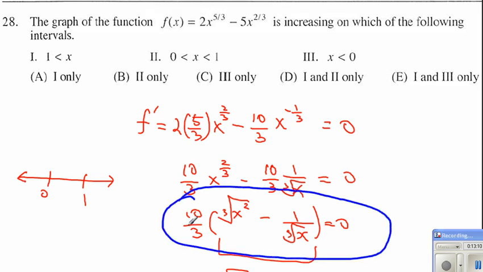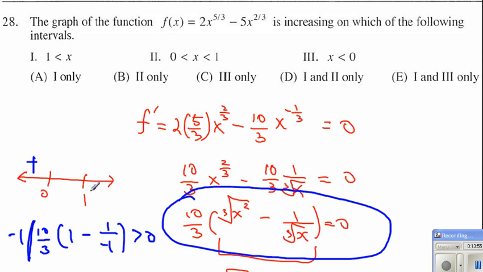Now, when you look into this one, this essentially is the f prime right here. So let us say if we have negative numbers, such as negative 1 seems to be nice. And when you plug in negative 1 here, we end up getting 10 over 3 times negative 1 squared becomes positive 1 minus 1 over negative 1. That's what we end up getting. In fact, this becomes positive. So we have this one is positive right here.